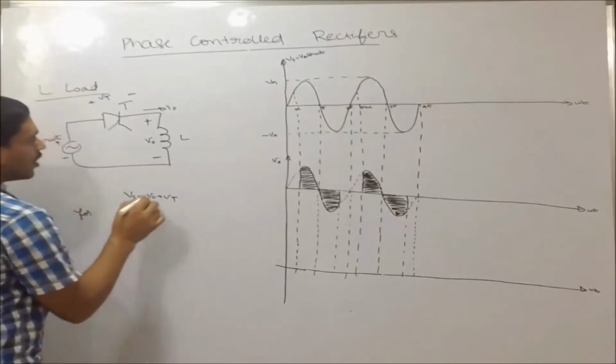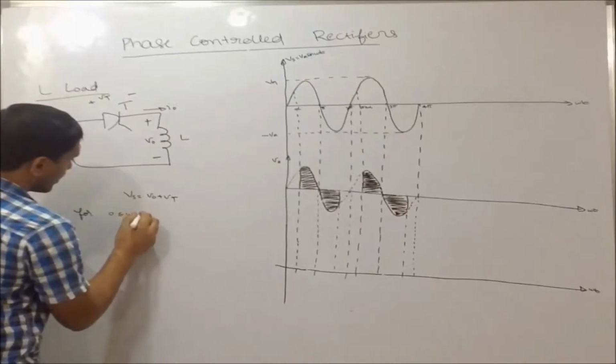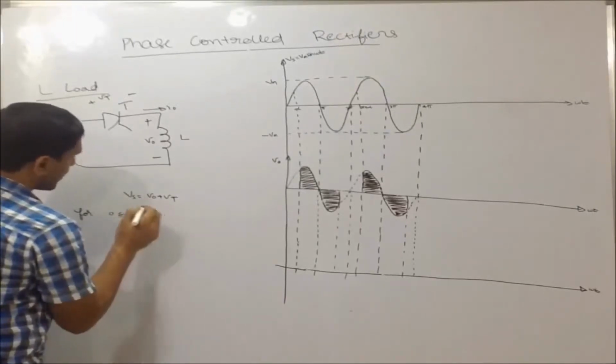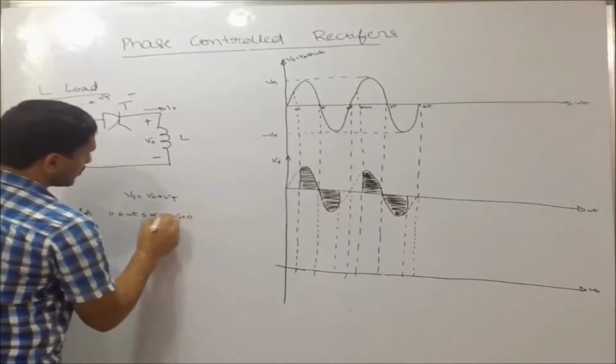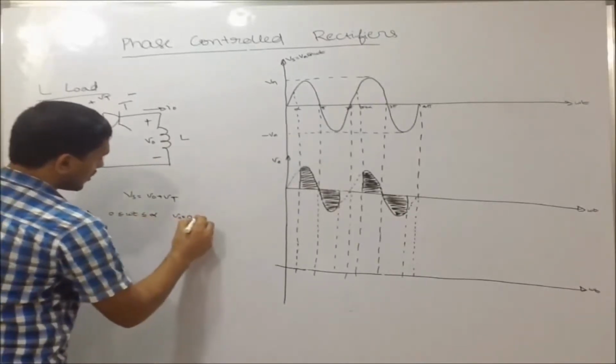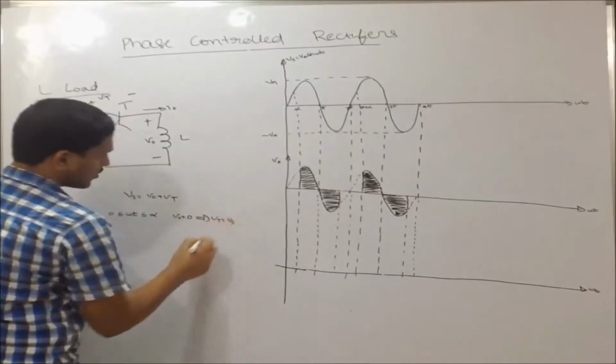What we have is Vs equal to V0 plus Vt. For 0 less than or equal to omega t less than or equal to alpha, V0 is 0. V0 is 0 implies Vt equals Vs.